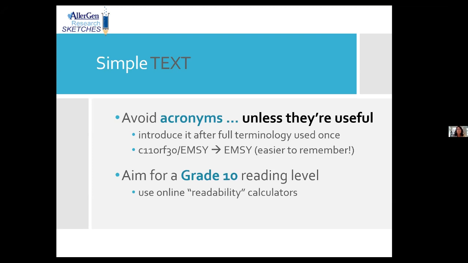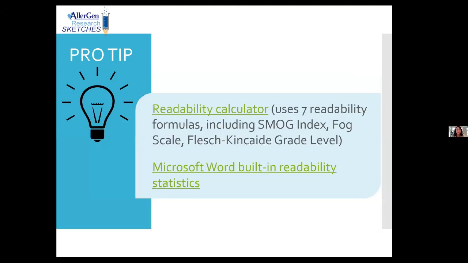Also, aim to write your summary at a grade 10 reading level. Most popular mass circulation publications like popular fiction and magazines are written at a grade 7 to 10 reading level. But it's a difficult level to achieve. So how do you know if you've achieved it? Well, there are online resources to help with that. There are free online readability calculators.